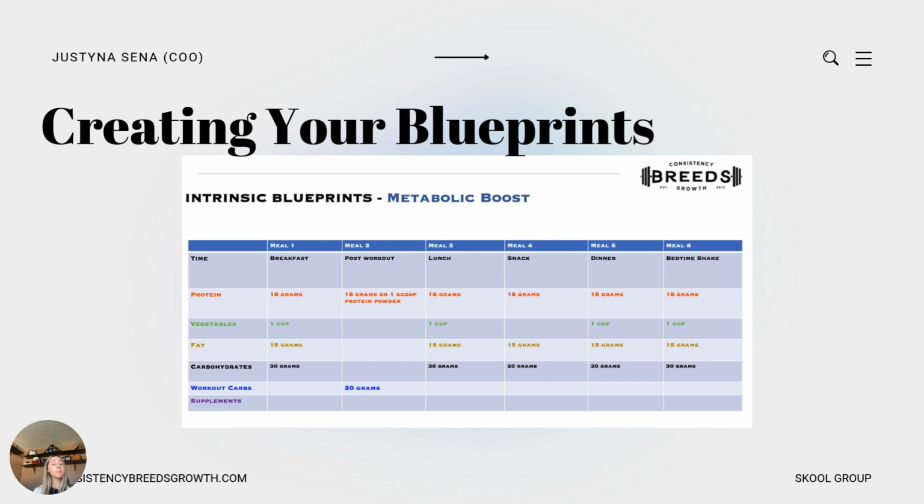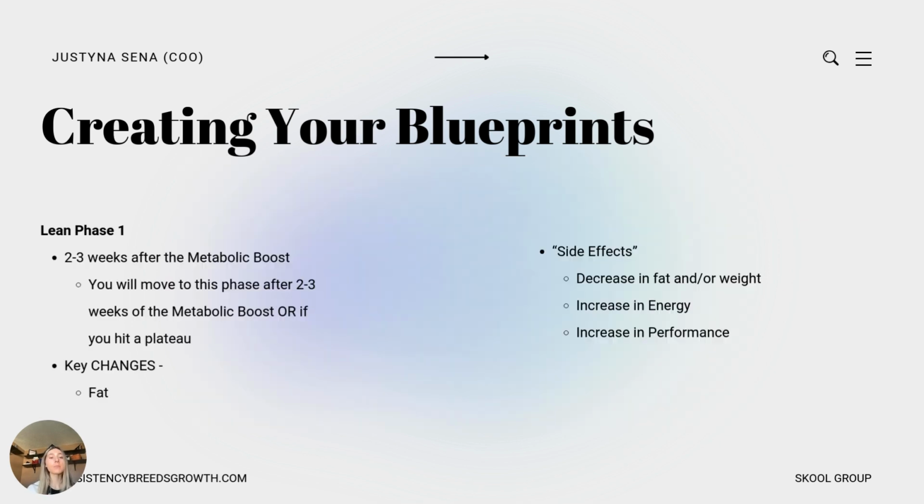Now, you may be thinking, well, what's next? How do we go into a caloric deficit? How do we know what to remove from this metabolic boost blueprint in order to see fat loss, so on and so forth. Don't worry, I will tell you that right now. So now we're getting into lean phase 1. When does this occur? This occurs 2 to 3 weeks after your metabolic boost, or if you hit a plateau.